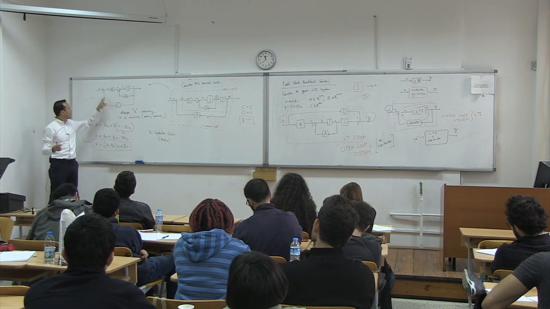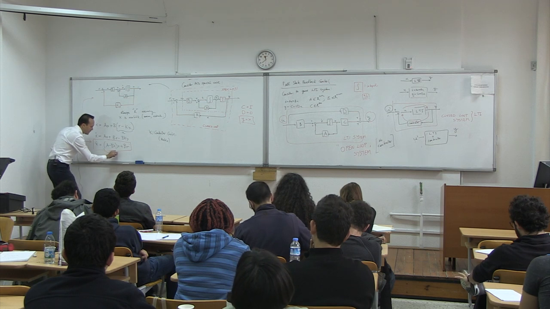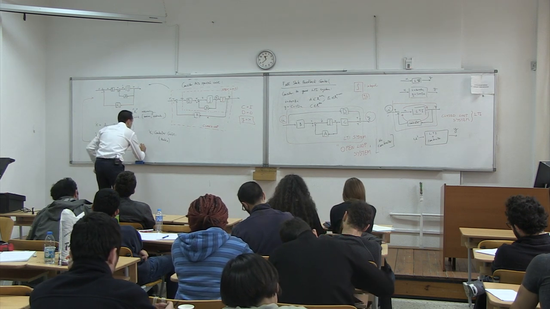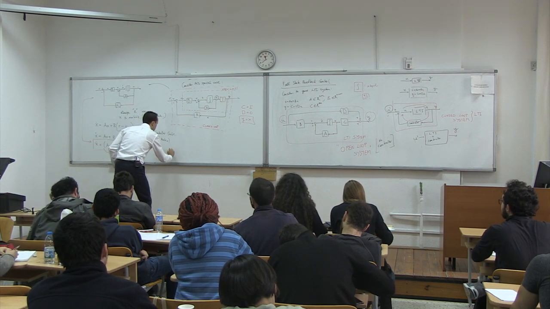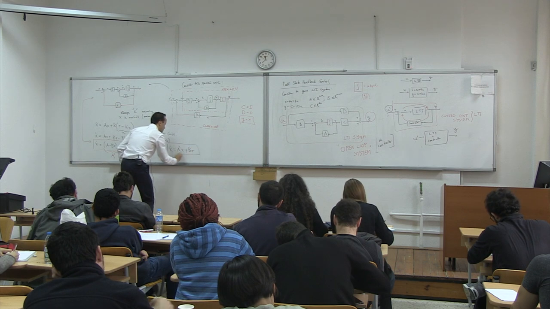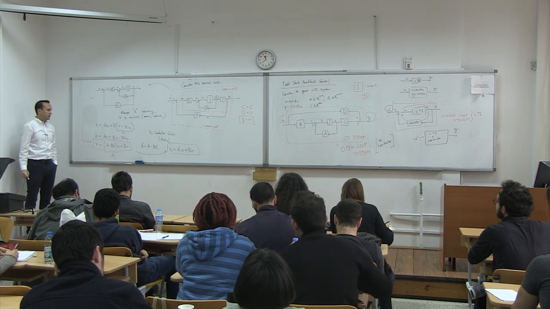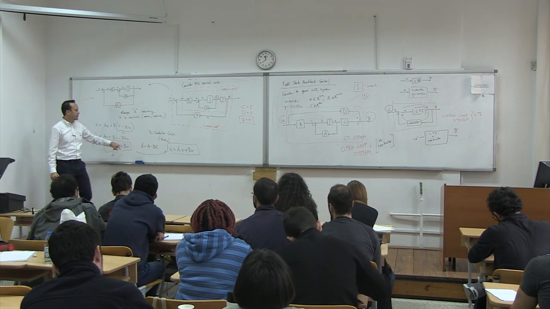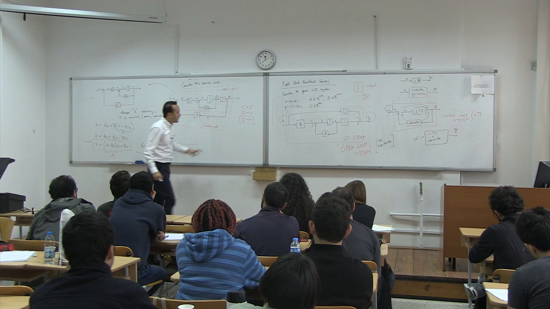B is a matrix. R is the input. X is a state. So would it be possible to say, let's call A minus BK, A prime. So A prime is equal to A minus BK, another matrix, and therefore X dot is equal to A prime X plus B times R. Can I write it like this? Yes, of course. A minus BK is a matrix. Now, is this a linear time invariant system? Yes.